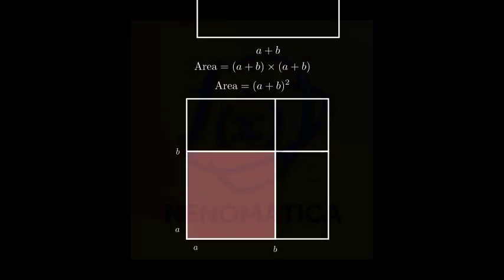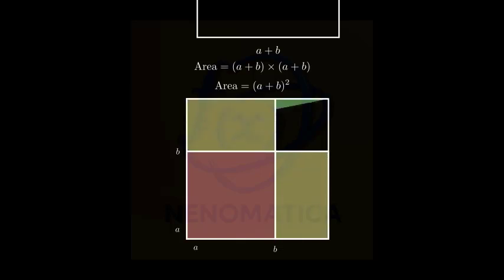Let's label these regions based on their areas. Let's analyze the area of each region. The bottom left region has width a and height a, so its area is a squared. The bottom right region has width b and height a, so its area is a times b. Similarly, the top left region has width a and height b, so its area is also a times b. Finally, the top right region has width b and height b, so its area is b squared.